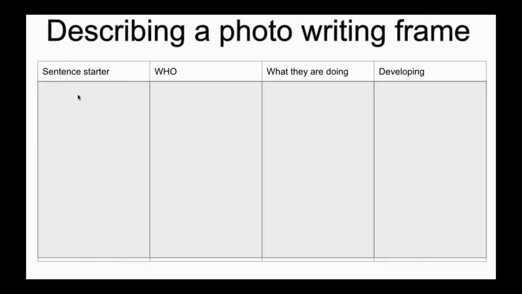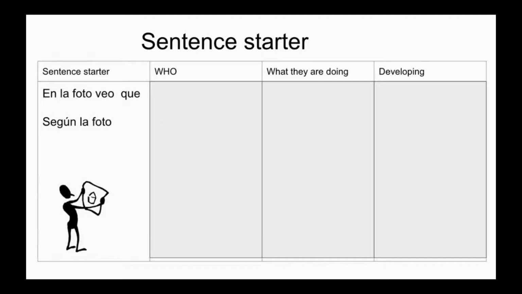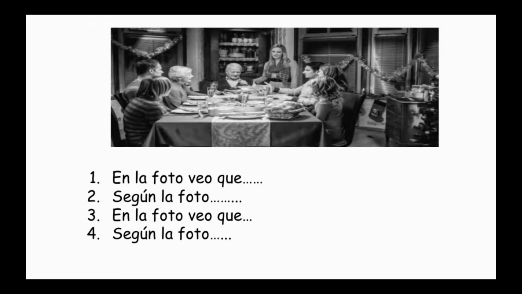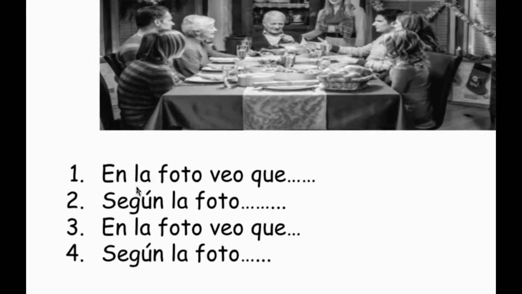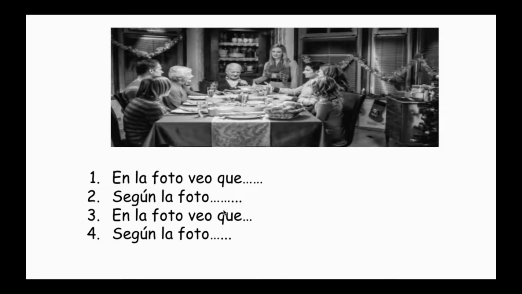The first bit of the writing frame is the sentence starter. We can go with "en la foto veo que", in the photo I see that, and "según la foto", according to the photo. This particular photo from last year, we can start the sentence with these sentence starters. You are definitely allowed to repeat that sentence starter for each sentence. So as you can see here: en la foto veo que, en la foto veo que, según la foto, en la foto veo que, and so on.